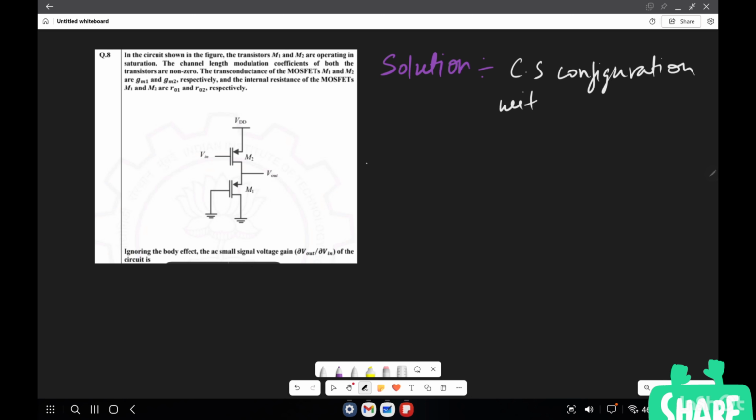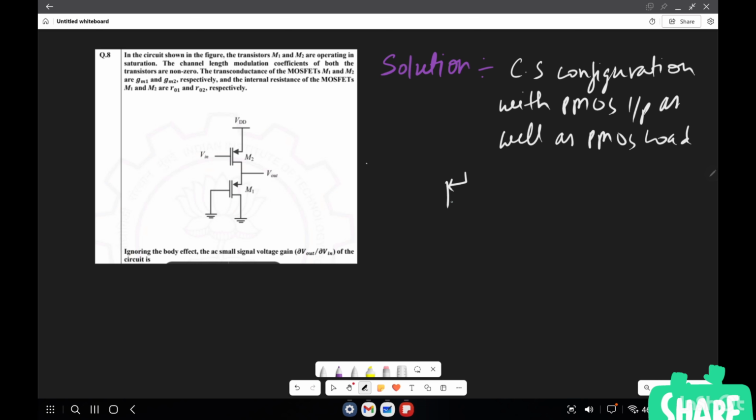with PMOS input as well as PMOS load. So the simple solution of this is one. If you just see this, it has one. In one second you can give the answer.